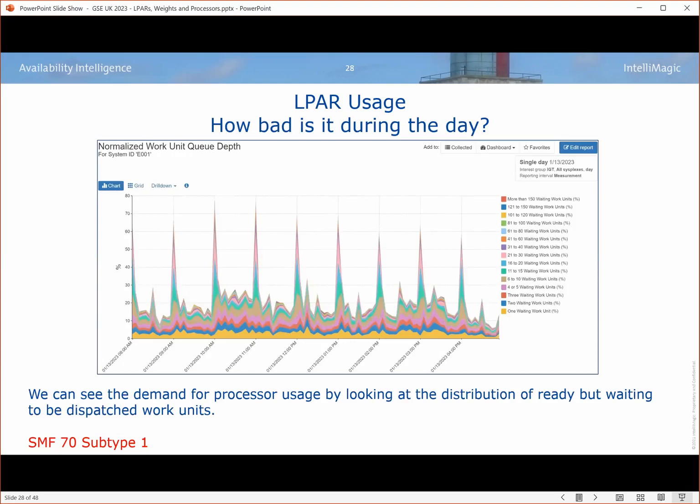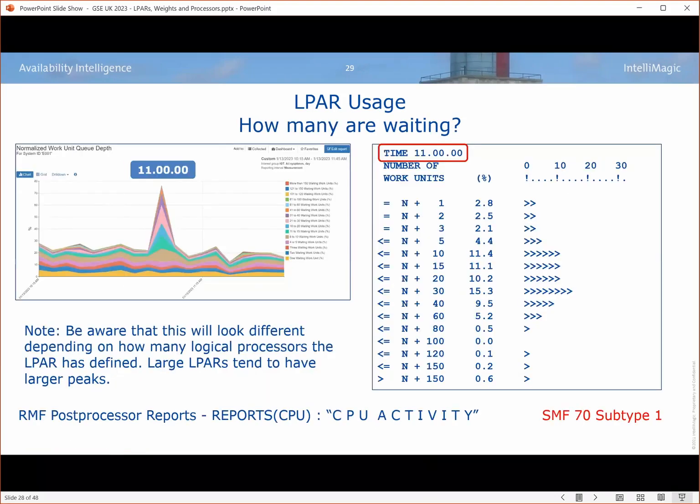When we have peaks during our processing, how bad is it? We have good data available also in the 70 subtype 1, which shows us the work queue depth, which means how many work units are ready to be dispatched, but not yet, i.e. what's waiting but ready. And they're put into separate buckets, so we can see it visually here: when we have a peak, how bad the peak is. We can look at that together with the RMF report. Let's look at one interval, 11 o'clock. That was one of the peaks.